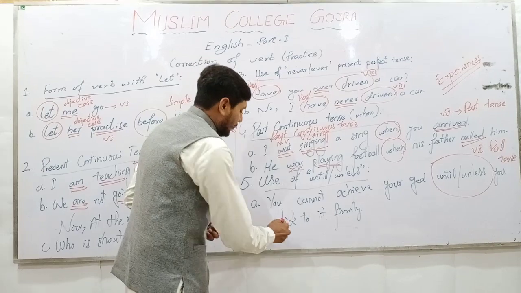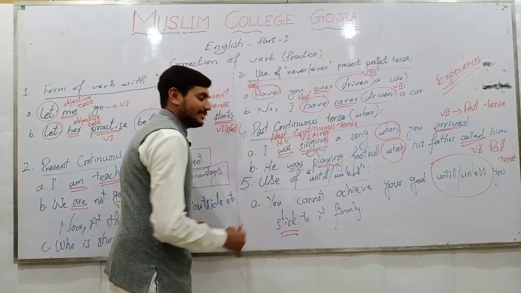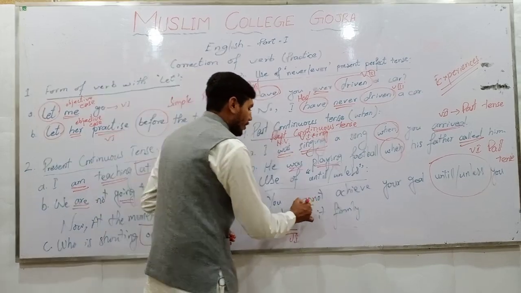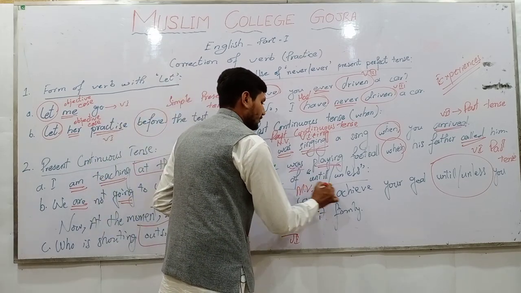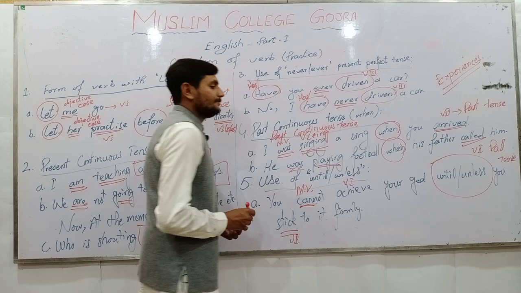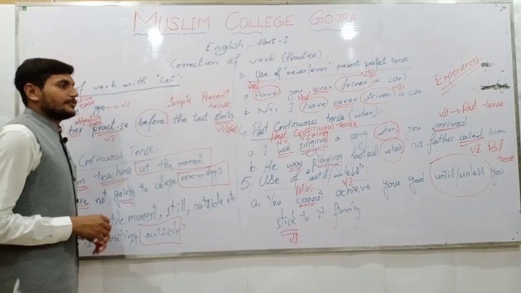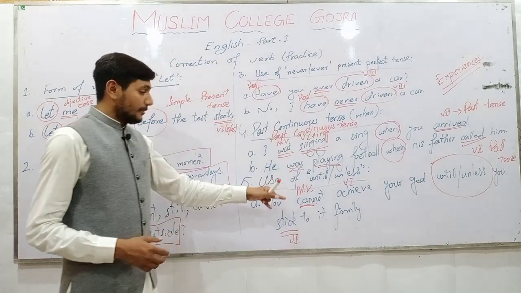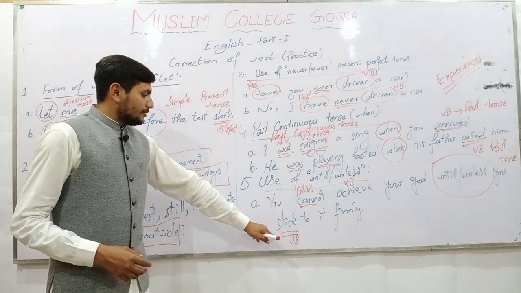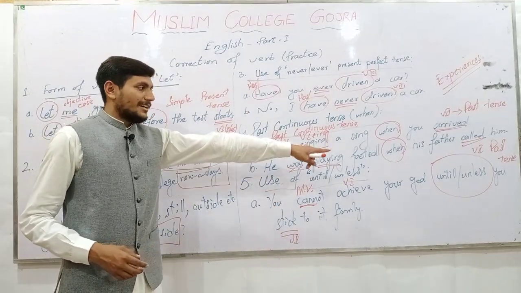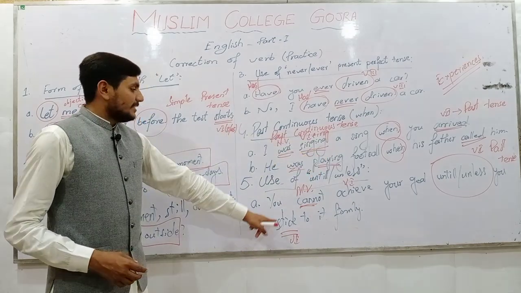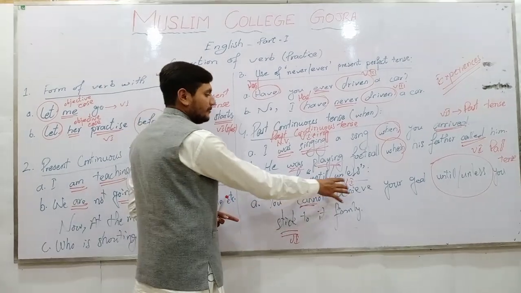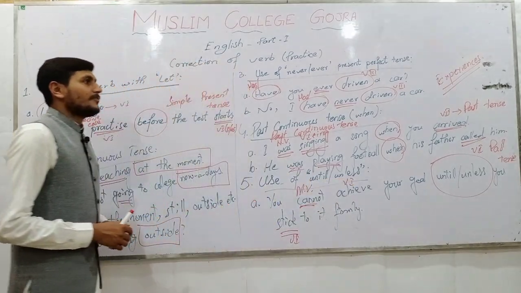And the form of verb used in these kinds of sentences is verb's present form, and here modal verb plus verb's present form. You cannot achieve your goal. If he gives you this clause with the verb complete, you should choose verb's present form with until or unless, and if he gives you verb's present form here, you should find out some modal verb and verb's present form.